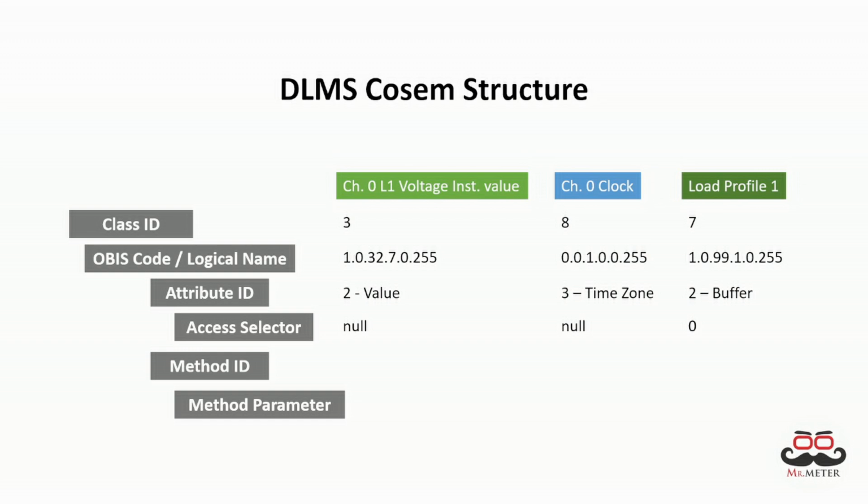The next one is OBIS code, or logical name. This is the next level, which actually defines the address for each object. Each object, meaning, for example, the voltage, the clock itself, or the load profile 1, or limiter, or many other objects. For example, for the clock it is 0.0.1.0.0.255. As you can see, it's very similar to IP version 6, and it is considered to have been derived from that historically.